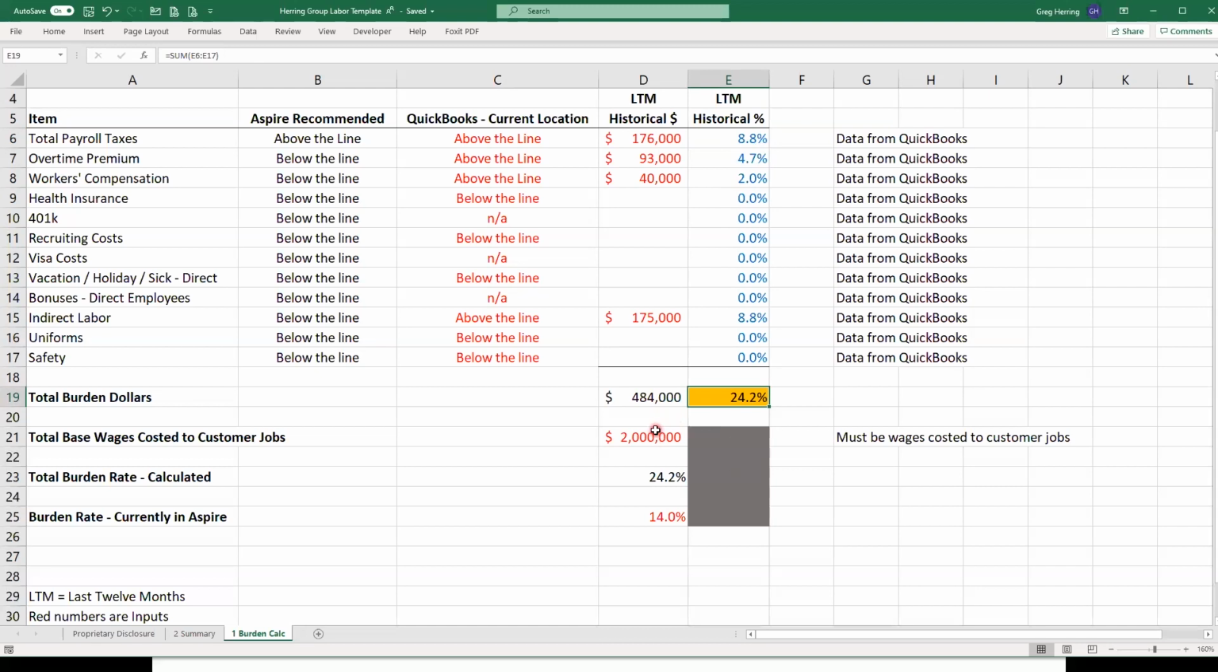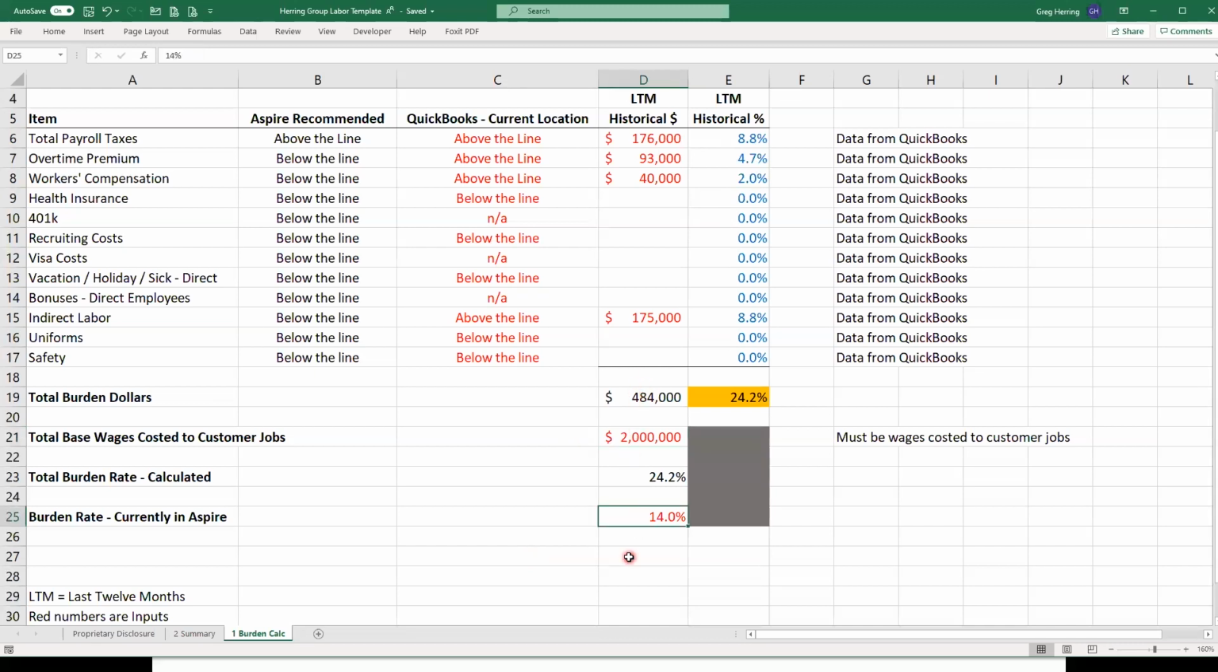You're dividing that by your total base wages costed to customer jobs. And that's a mouthful of words, and all those words are very important. Each one of those words is important. So it's base wages costed to customer jobs. That's really what you're looking for, as opposed to total direct labor wages, right? So that this is a smaller number than that total. And so the 484 right here is 24.2% of the 2 million.